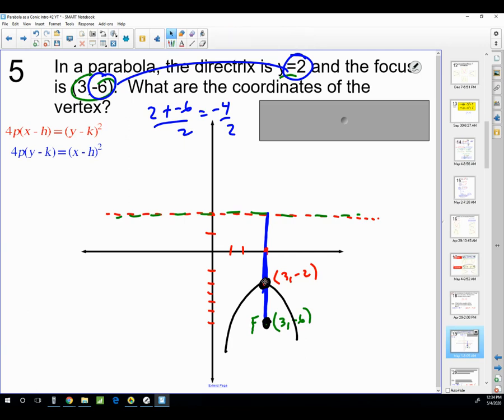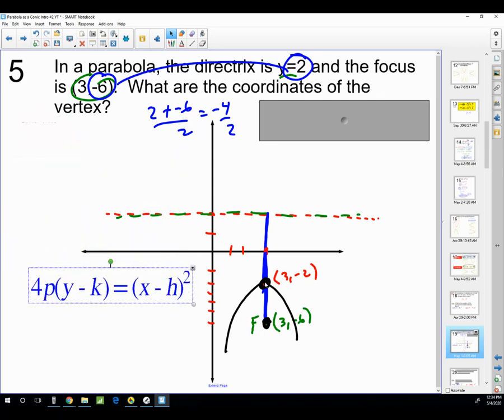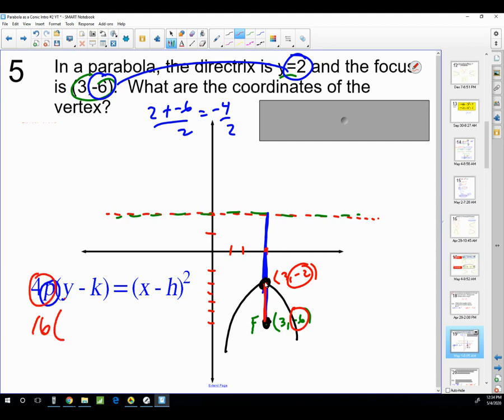So this one is not a function, and this one is a function. So let's get rid of that. And let's expand this and substitute. Well, P is this distance right here, which is clearly 4. So 4P is 16. And then y minus k, k is the y coordinate of the vertex. So instead of doing y minus -2, let's do y plus 2.